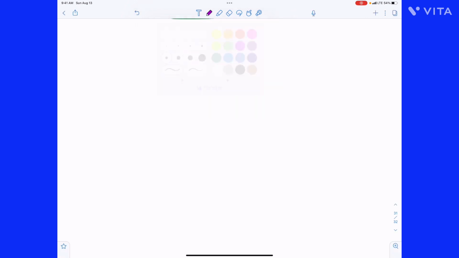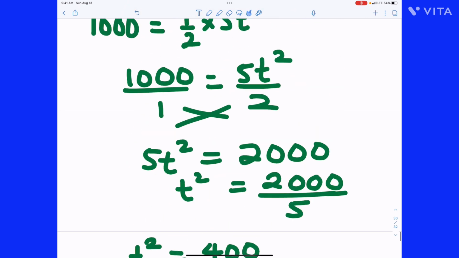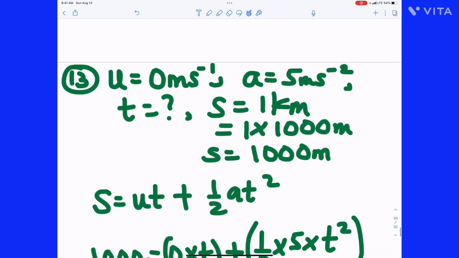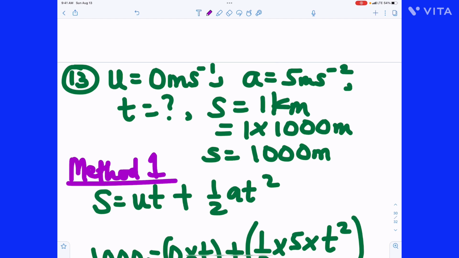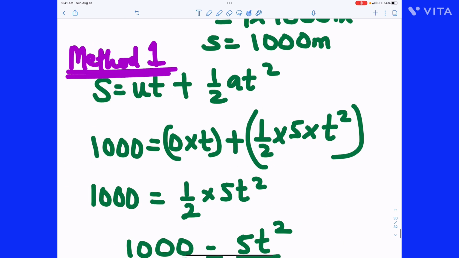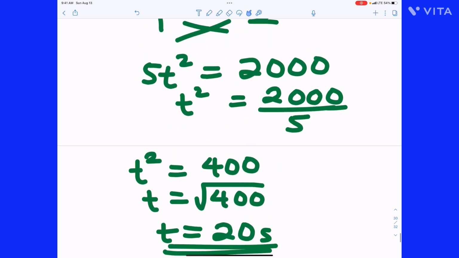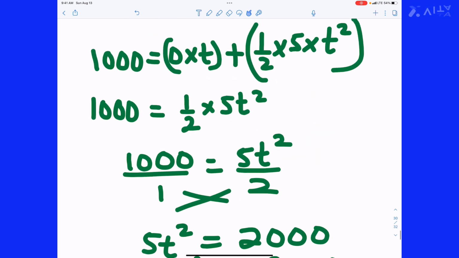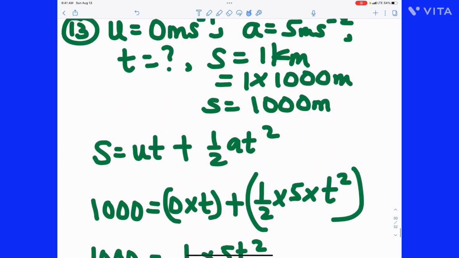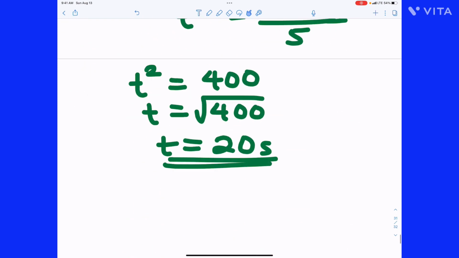Let's call this the first method. Let me see if I can quickly explain a second method. Or there's no need. Let's just leave it like this. We'll get to questions that show us how to find time from distance. Let's go straight to question 14.